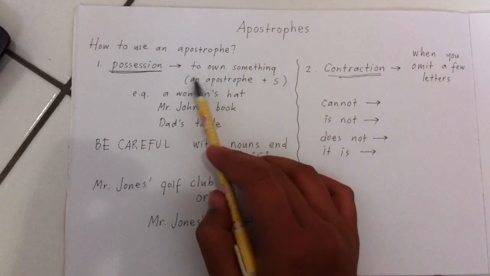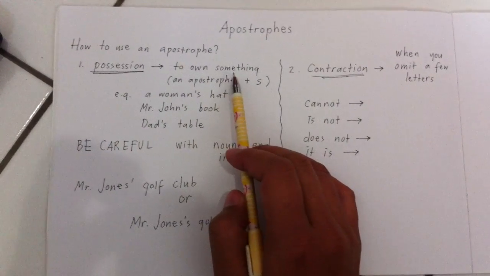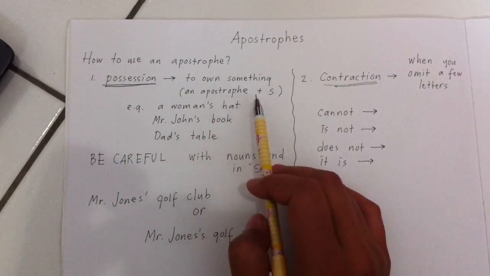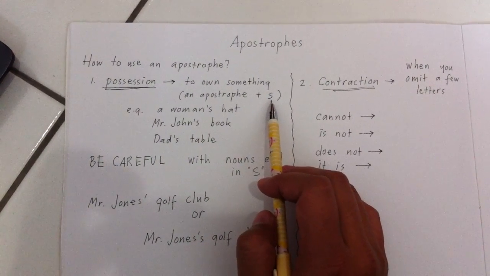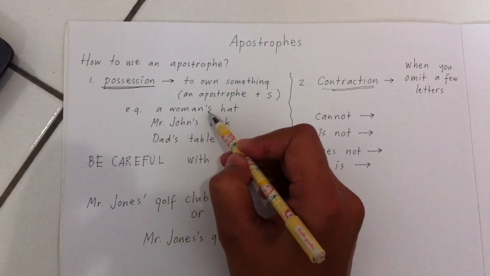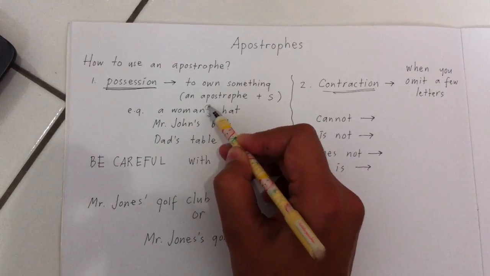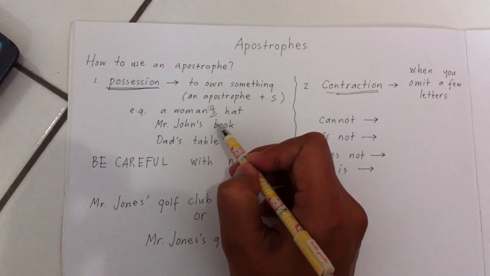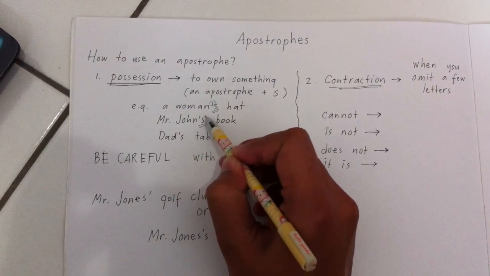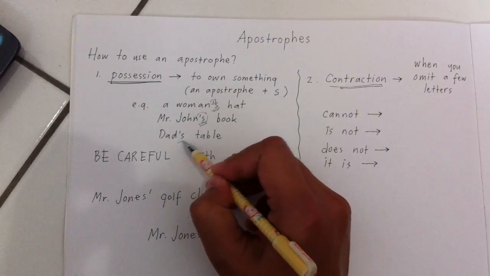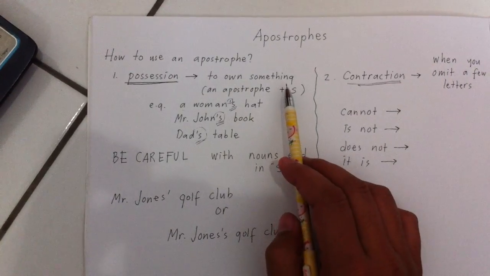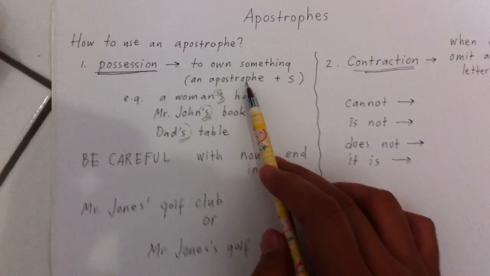So possession is when you want to show that you own something. This is what you can use: an apostrophe and S. So this is a letter S. I give you one example, a woman's head. So you can have a look at the apostrophe here plus the letter S. Mr. John's book, same thing. Dad's table, same thing. So when you want to show that you own something, you can add an apostrophe plus the letter S.